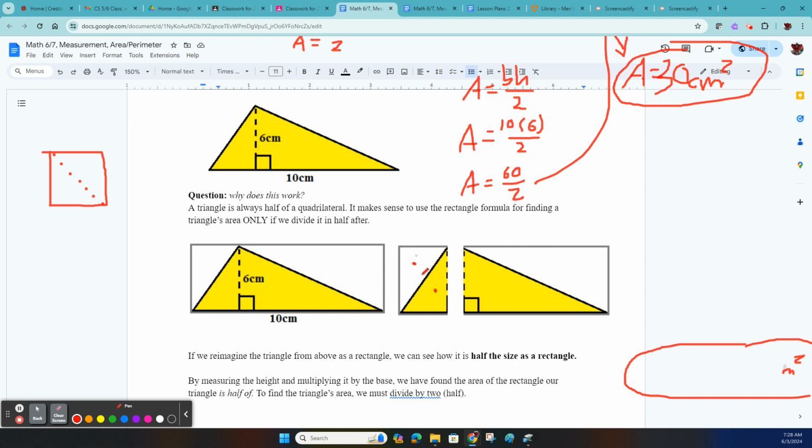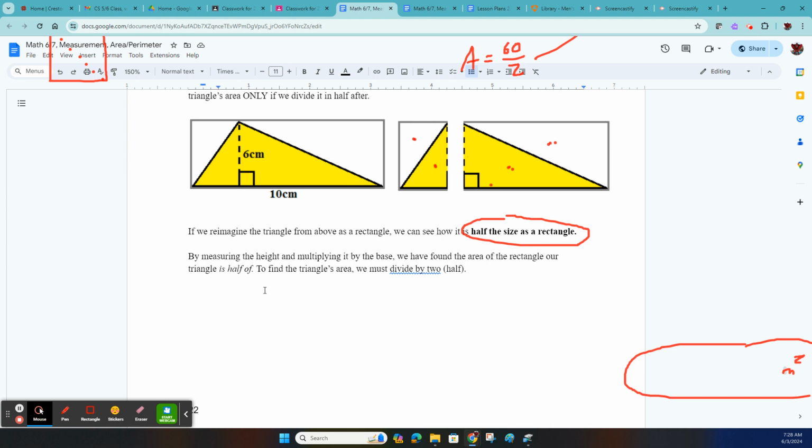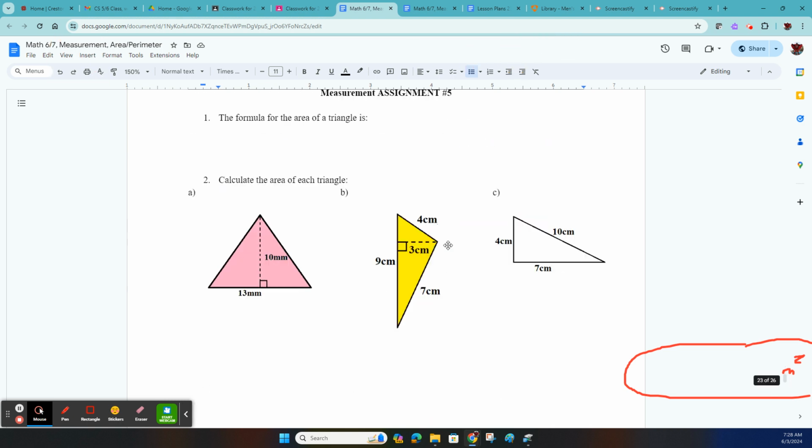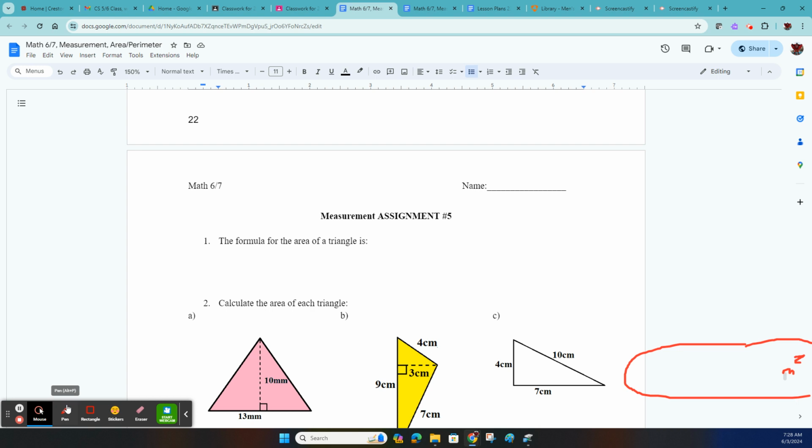This yellow part is half of this quadrilateral. Same thing there, right? It's half and half. Triangles are half of quadrilaterals. That's something that's important. You might want to underline that or highlight it or whatever. Something you should know. Triangles are half of quadrilaterals. Okay, so with that knowledge, you're set to crush assignment 5.